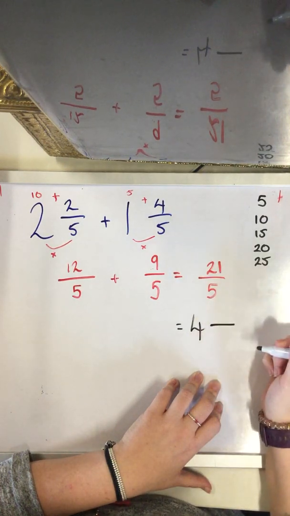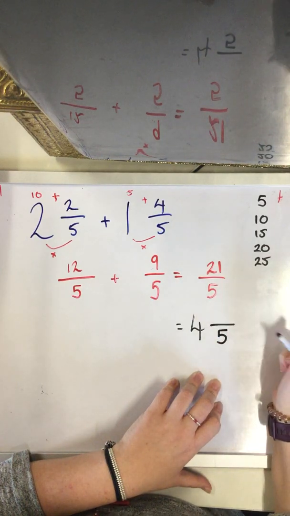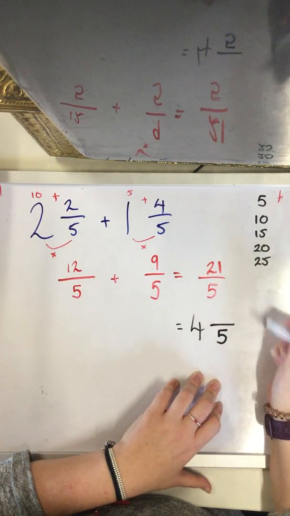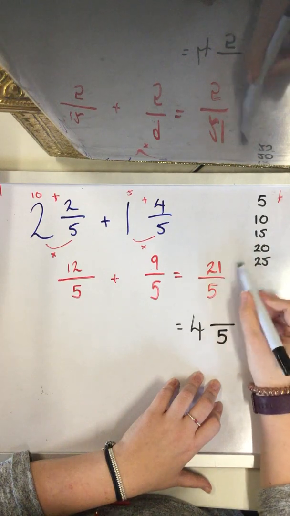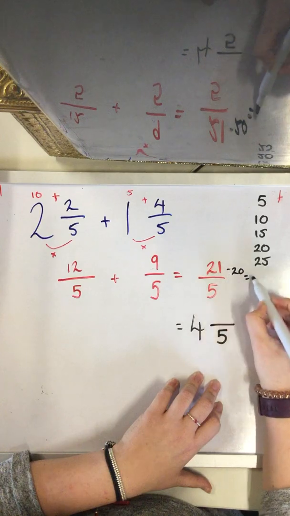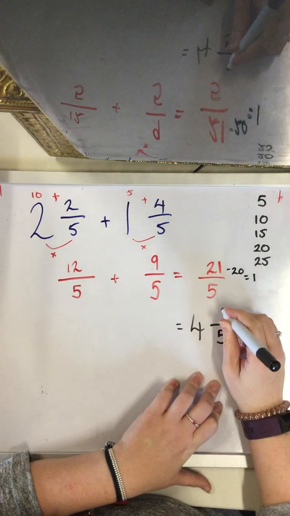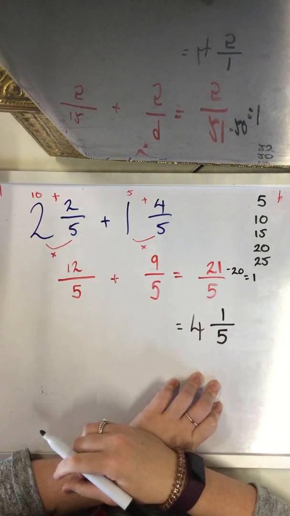But I've got something left over. I keep my denominator the same. I keep it as a 5. And again, we sort of ask ourselves over here, well, we know what's left over. It's like saying 21, take away 20. That leaves me with a 1. So I will be left with 4 and 1/5.